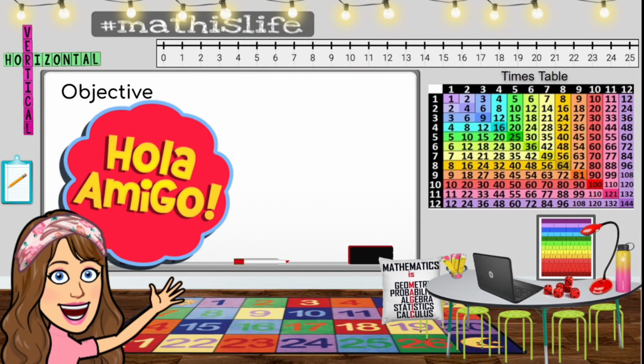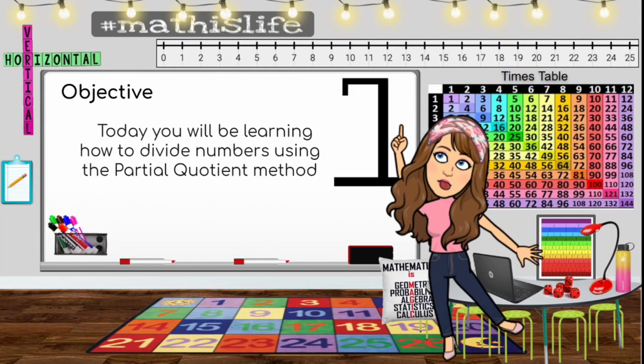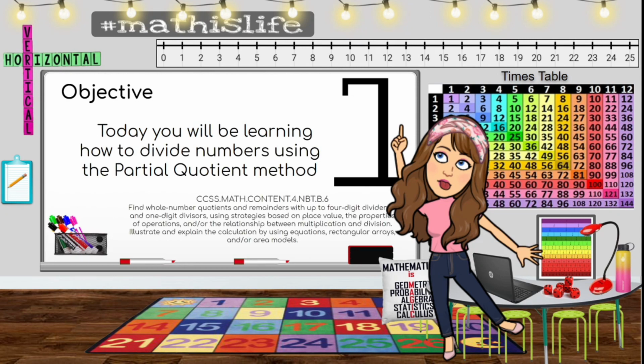Hola amigos! Today I'm so excited because we're going to learn how to divide numbers using the partial quotient method, or what some people might call the big seven. Now you may be asking yourself, why the big seven? If you look at the symbol right in front of you, you see that there is a big seven, and hence the name, right?